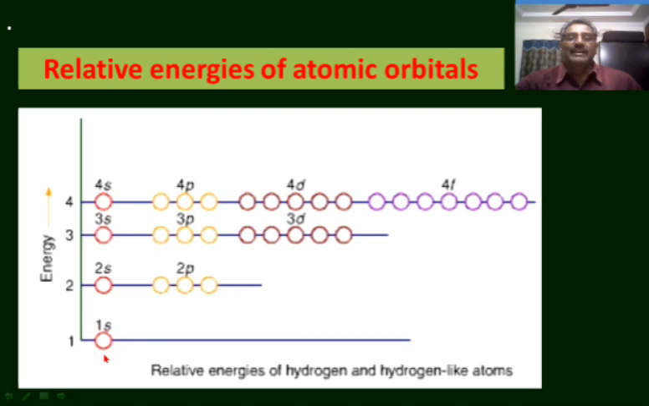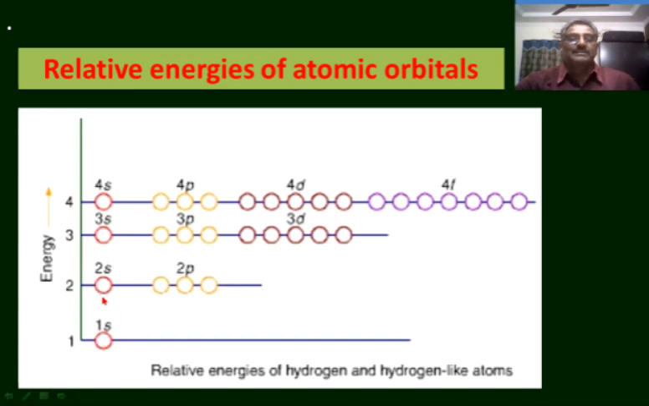So in this way, as the number of the energy level increases, that is, as the principal quantum number of the energy level increases, the number of orbitals present in the energy level also increases. In the case of single electron species like the hydrogen atom or hydrogen-like species He+ and Li2+ ion, the orbitals of the same main energy level possess the same value of energy.